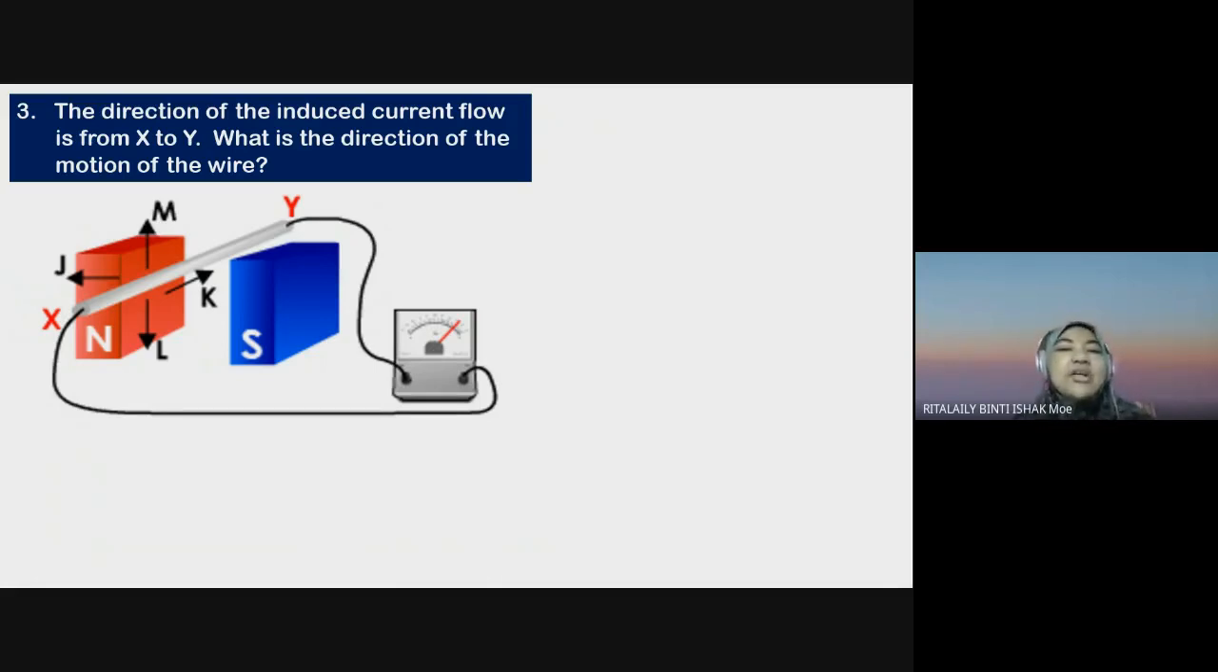Okay, the direction of the induced current flow is from X to Y. What is the direction of the motion of the wire? The current flows from X to Y. So, which direction is the motion of the wire? M, K, L, J. Okay, use your Fleming right hand rule. And the motion of the wire is upward, M.